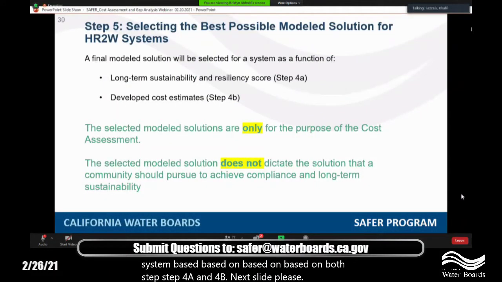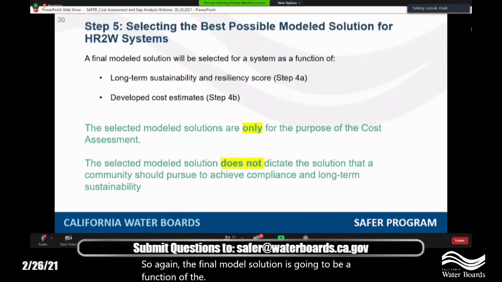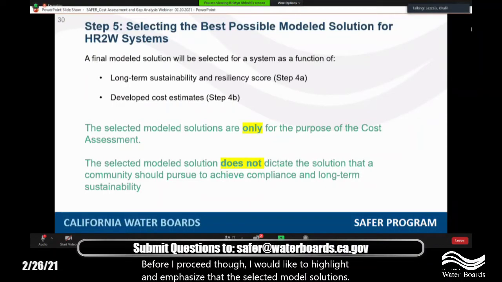So again, the final modeled solution is going to be a function of the developed cost estimates and the long-term sustainability and resiliency evaluation scores. Before I proceed, though, I would like to highlight and emphasize that the selected model solutions are only for the purpose of the cost assessment and for budgetary purposes. And also that the selected solutions under step 5 do not dictate the solution that a community should pursue to achieve compliance and long-term sustainability.